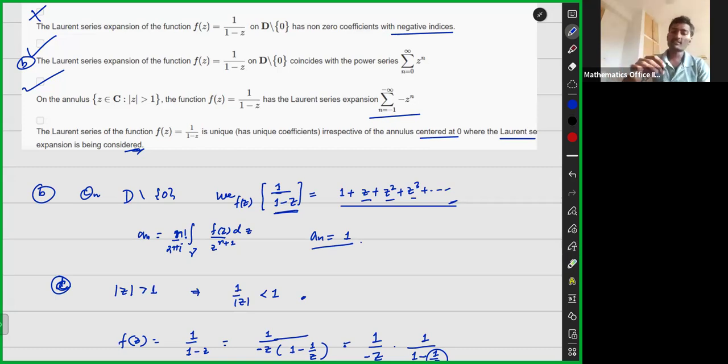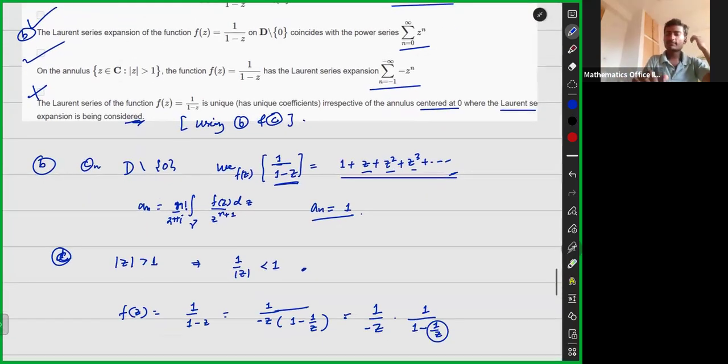Sorry, this is wrong. Why? We are using B and C. They have different coefficients, different expressions, different annulus. So when mod z is less than 1 or bigger than 1, they're different. We are using B and C. The coefficients are different.